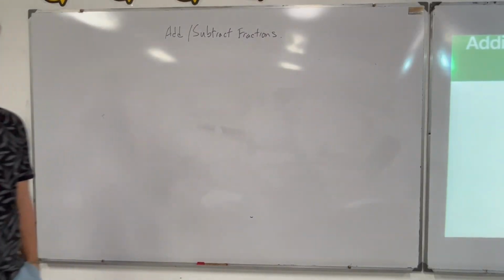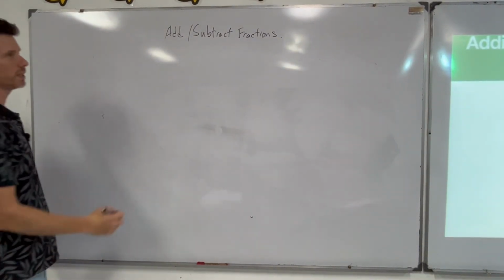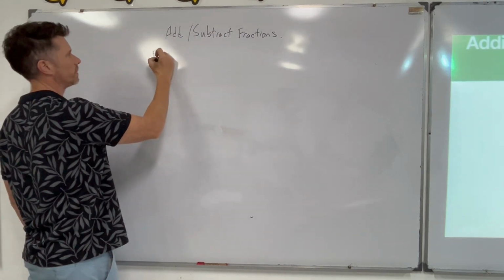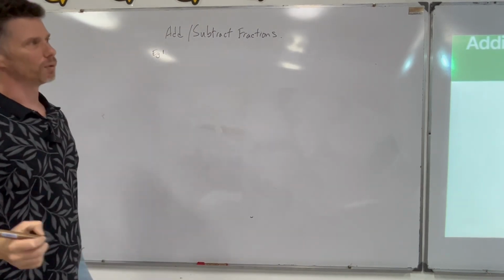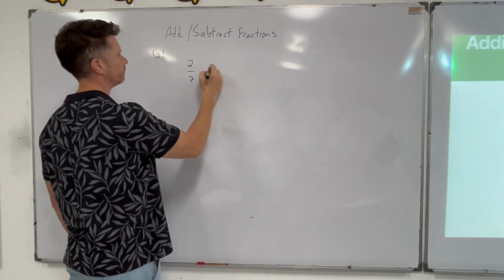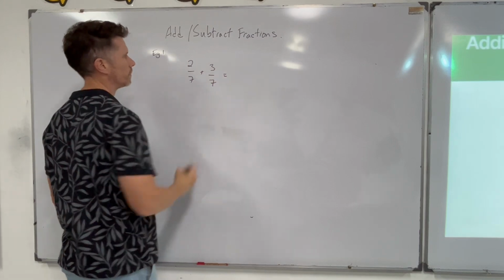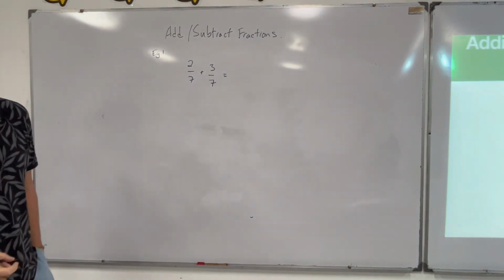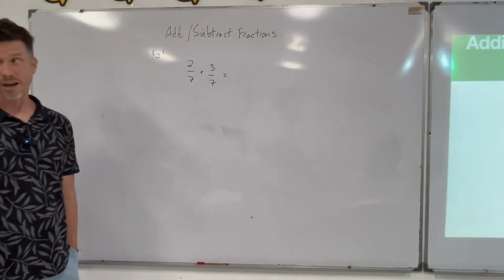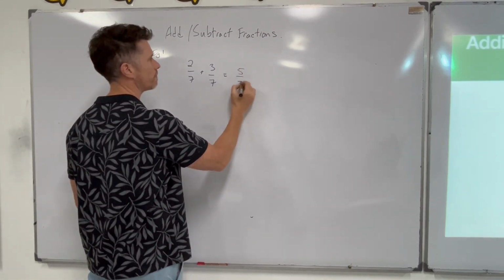Okay, so we have to be able to add and subtract these. So let's have a little look at my first example over here, where fractions have the same denominator. This one, I hope we're all on the same page that would give 5 sevenths. Very good. So if they have the same denominator, they can be combined.